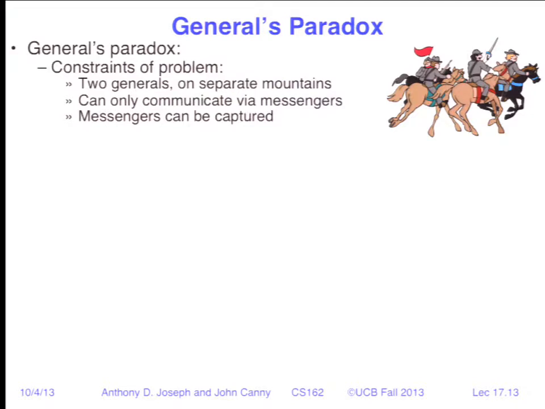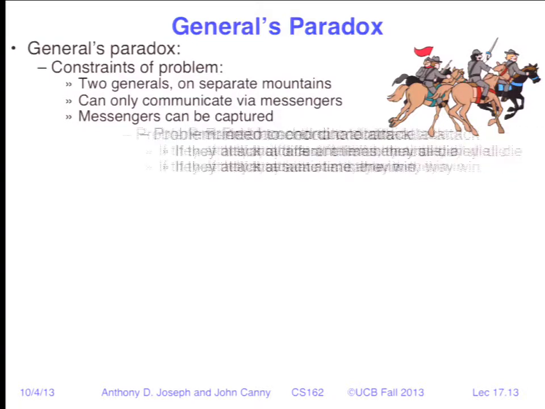They can send a messenger through the valley to say something, and the other general can send a messenger back. Now, because there's an army in the middle, these messengers could be caught, captured, or mutilated, whatever. So there's no guarantee that they'll get through. But we have a lot of messengers, an infinite supply. They're really cheap.